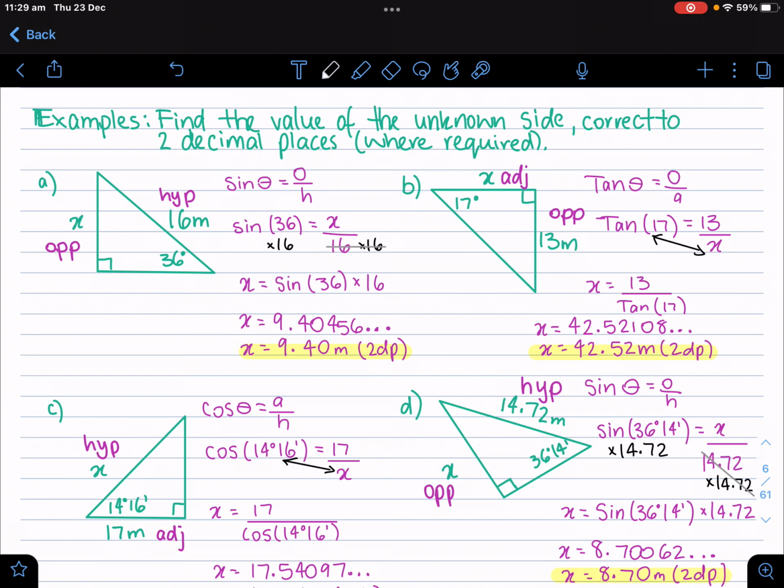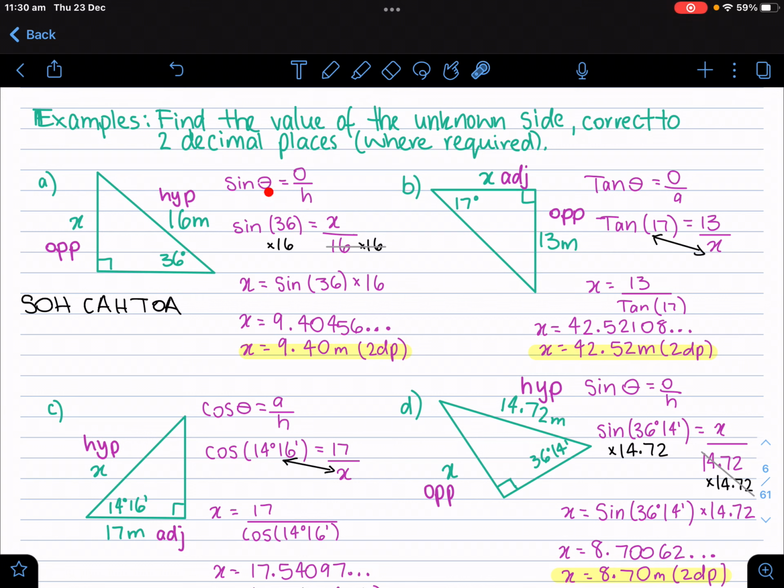Now, if I go through SOHCAHTOA, which one uses O and H? Well, sine does. So I've identified that I'm using sine. So now I'm going to write the sine trig ratio, where sine theta equals opposite over hypotenuse. Remember the steps? Label the triangle, identify which trig ratio to use, then substitute the values in from the question.